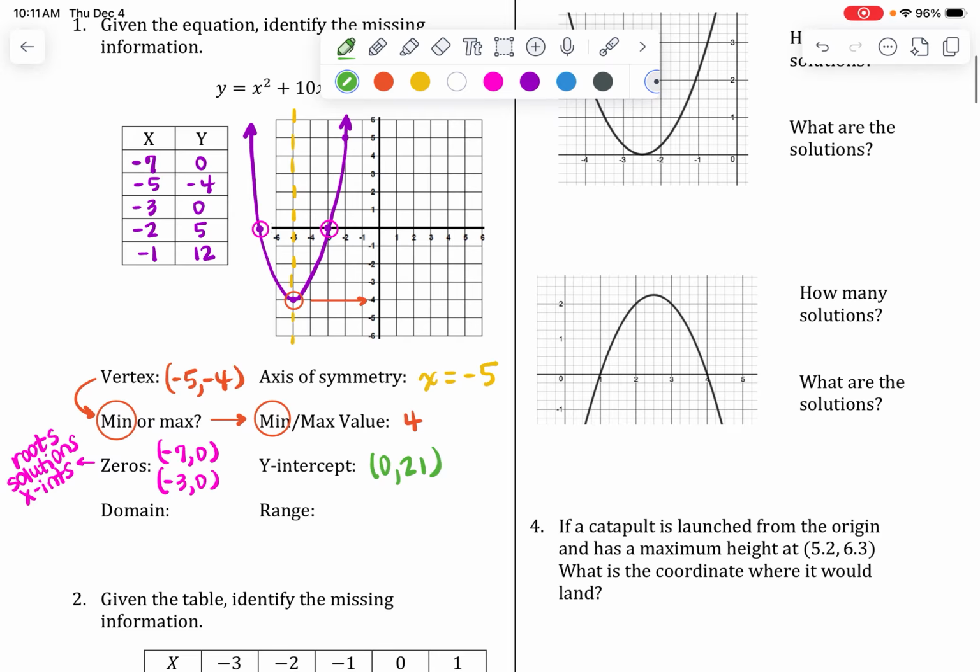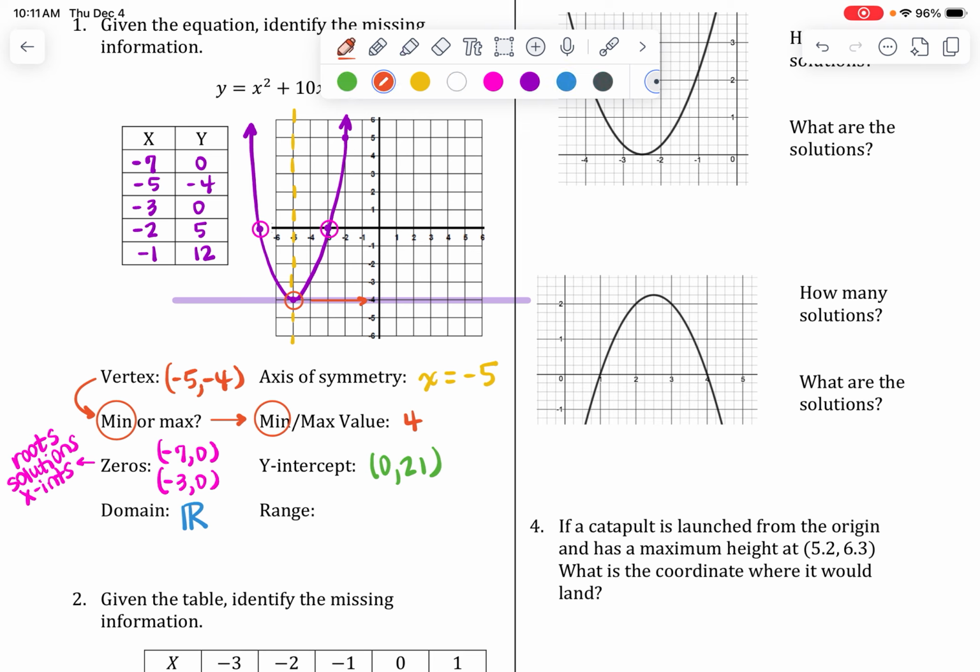All right, and then we have our domain and range, right? Clearly our domain is all real numbers because there are no walls keeping it from going left or right forever. But then we have our range, which is not all real numbers because there is a wall right here.